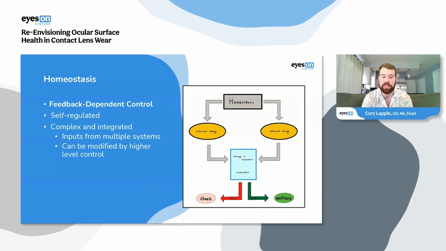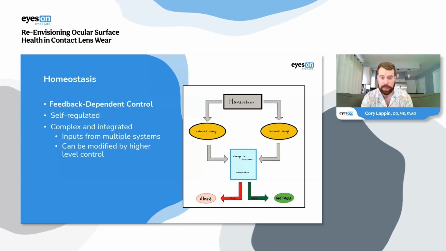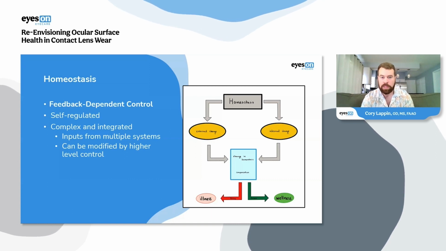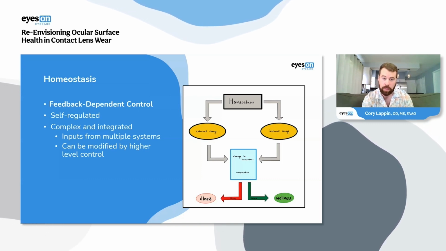Additionally, homeostasis is a feedback-dependent system that's integrated and self-regulated. A good way to illustrate this concept is something we're all familiar with, which is reflexive blinking. So let's say we get a foreign body onto the ocular surface. It's going to be sensed by the corneal nerves, and they're going to send feedback in the form of a signal to the brain.